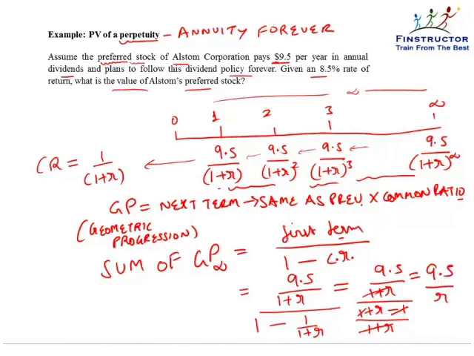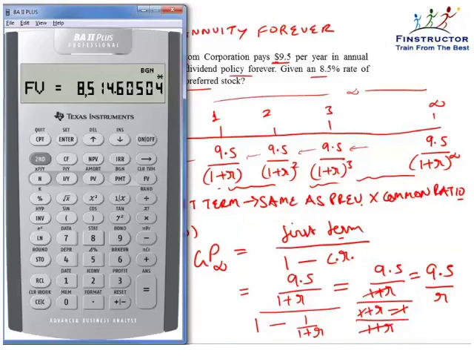In general terms, please remember that the present value of a perpetuity is given as the cash flow divided by the discount rate. In this case, the cash flow is $9.5 and the discount rate is 0.085. So we can simply do this on the calculator. 9.5 divided by 0.085 comes out to be 101.764.